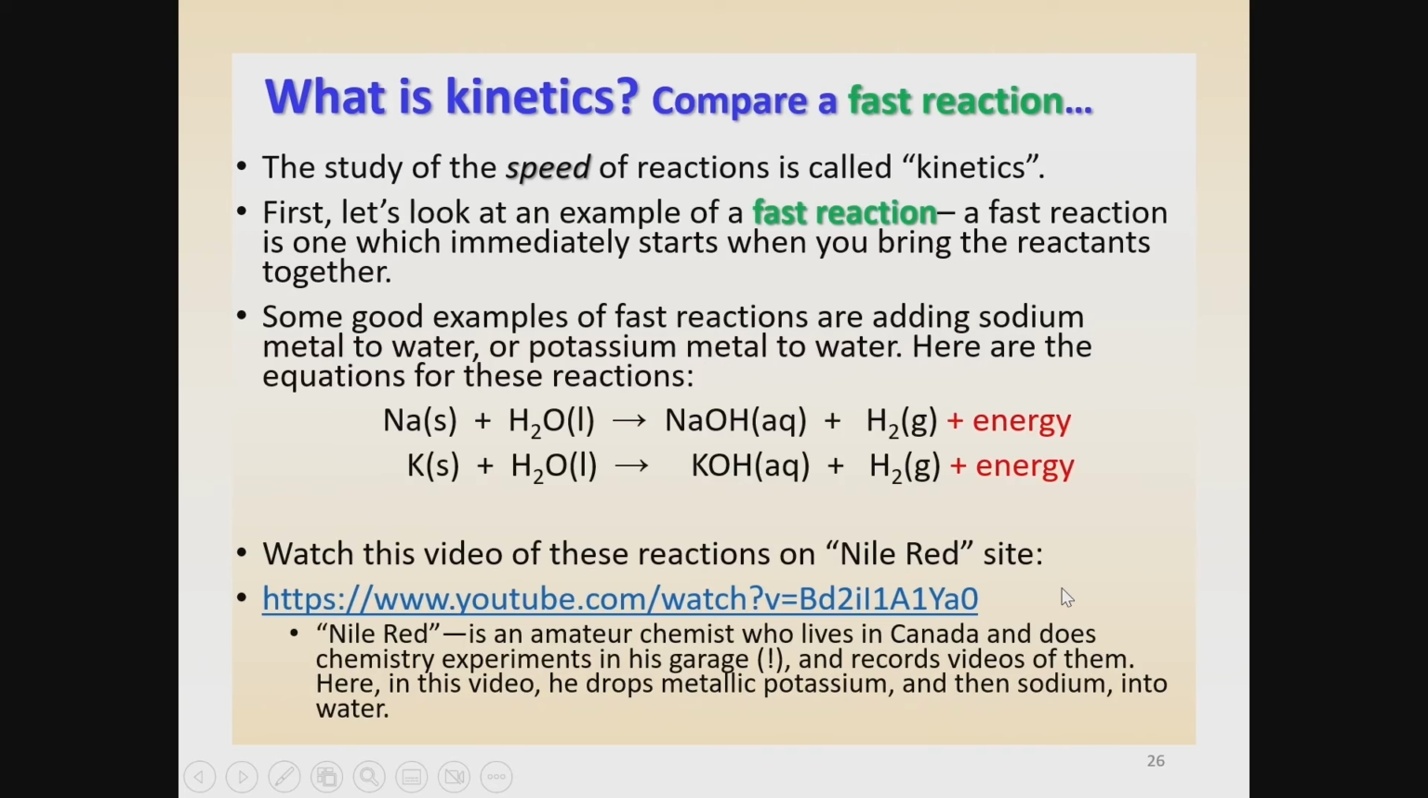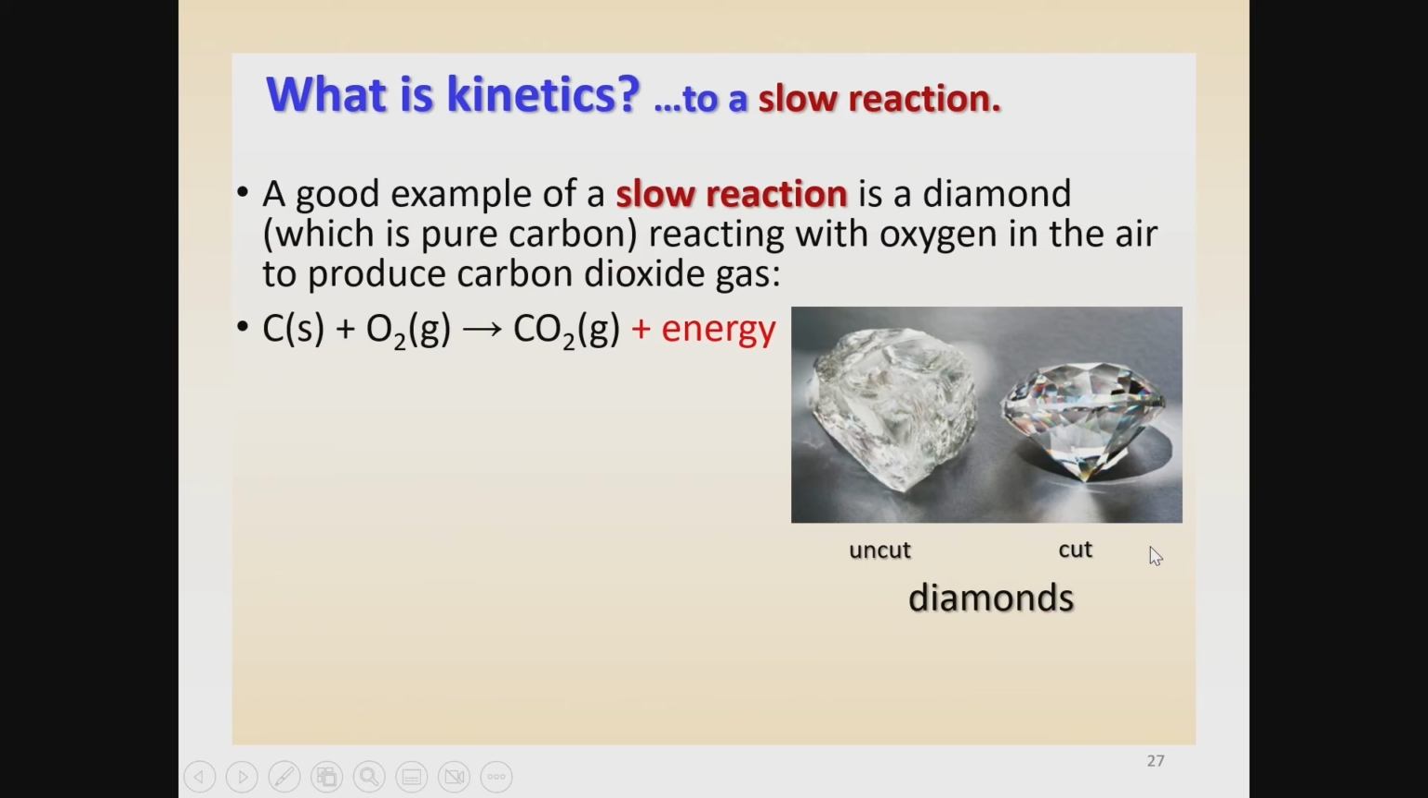Okay, so that is a couple of fast reactions, and now let us consider a slow reaction. A good example of a slow reaction is a diamond, which is pure carbon, reacting with the oxygen in the air to produce carbon dioxide. Now, remarkably, this reaction occurs when you have diamonds. They will very, very slowly react with oxygen in the air to produce carbon dioxide, and believe it or not, when they form the product, a bit of energy is released. So this is also an exothermic reaction.